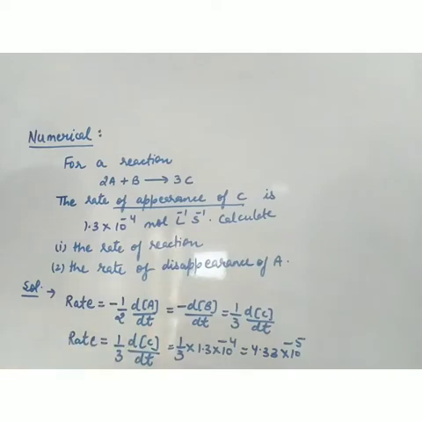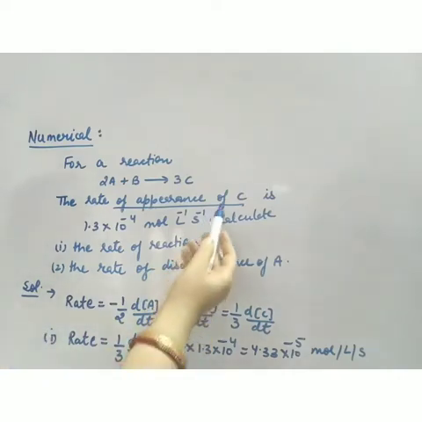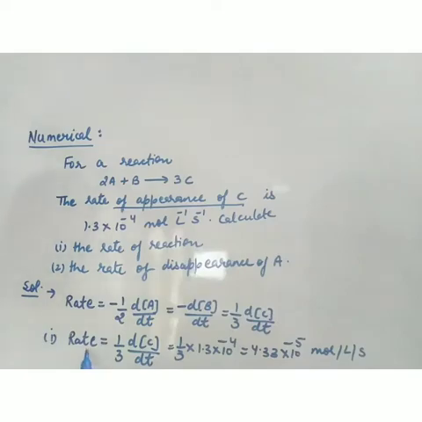Now what is the unit of rate? Concentration upon time, that is mole per liter per second. So the first answer is solved, that is, calculate the rate of reaction. Since the concentration of C is given to me, I have calculated the rate in terms of C. Now the second is the rate of disappearance of A, means I have to calculate dA upon dt.